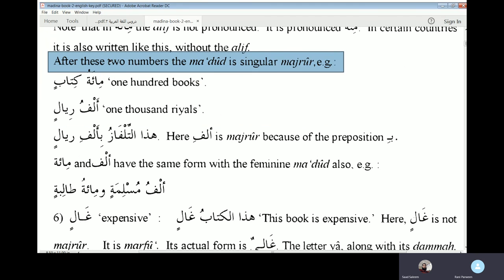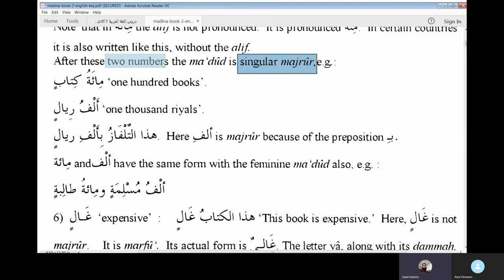After these two numbers, the madud is singular, majrur. The next word is always singular and it is always majrur. It must have these two qualities, okay? What are the two numbers? Mia and Alf. After Mia, the next word is always singular and majrur. And after Alf also, the next word is always singular and majrur. Did you understand? Okay, sir.